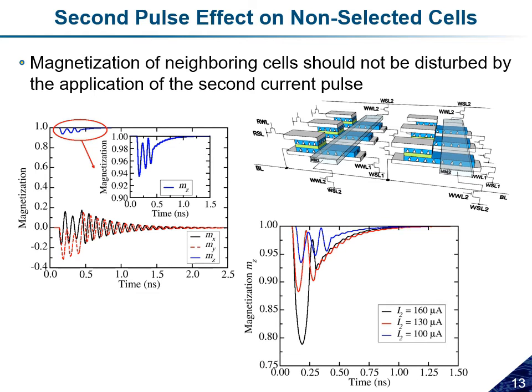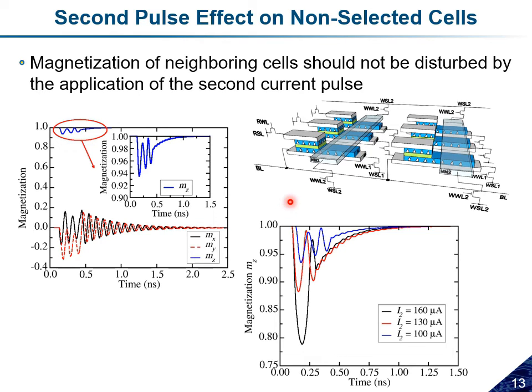This feature of low second current is important because if we consider an array of cells routed with a single heavy metal wire, as shown here in this schematic, the second current has to be low enough so it does not lead to unintended switching of an unselected cell. So it has to be low, so as not to affect the magnetization of neighboring cells, except the cell that was previously selected with the first pulse.